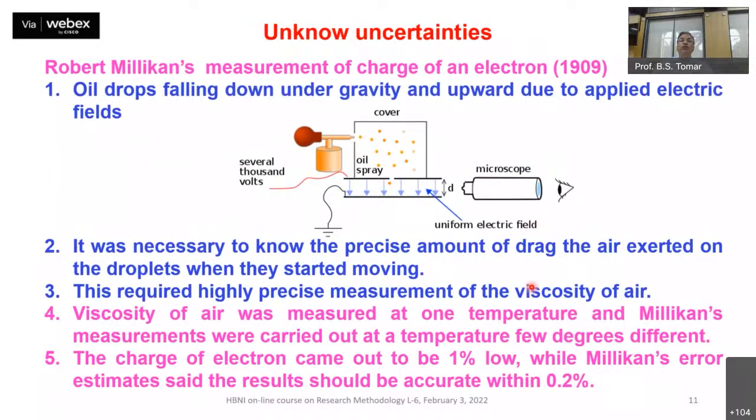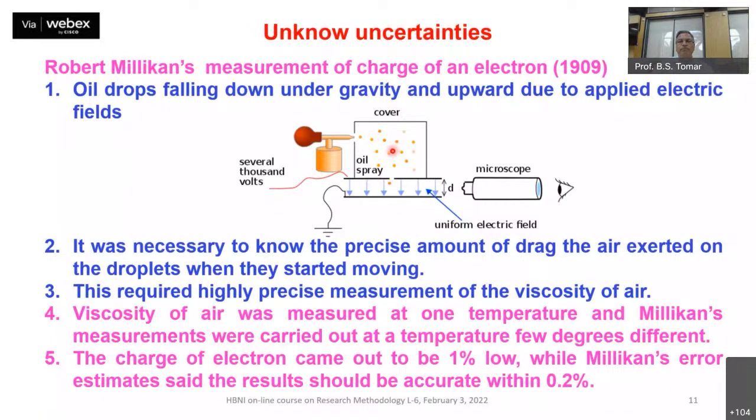Then there could be unknown uncertainties, as I mentioned, that certain things can always come. You have not factored those in your scheme. So I give you an example of Robert Millikan's measurement of the charge of an electron, way back in 1909. Millikan measured the charge of electron by this experiment of oil drops falling under gravity, and he applied an electric field that will move the drops upward.